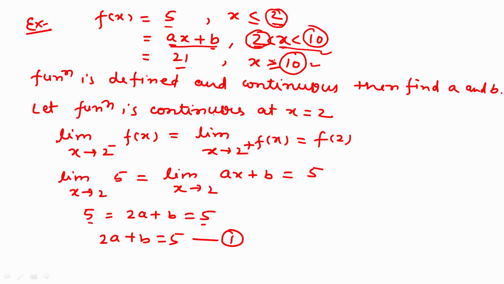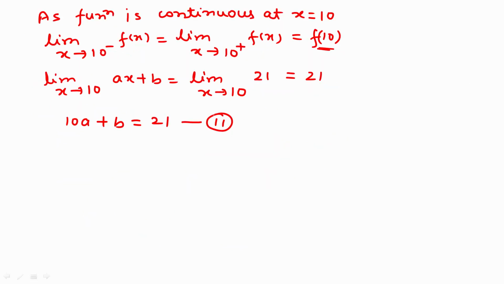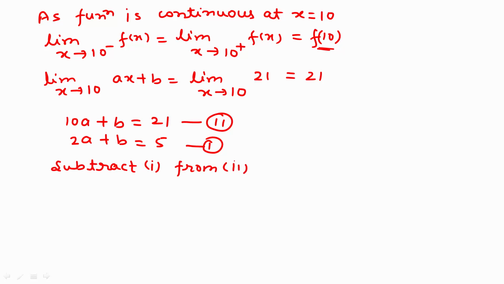Solving equation number first and second, the equation number first is 2a plus b is equal to 5. Subtract first from second. 10a plus b is equal to 21 and 2a plus b is equal to 5.